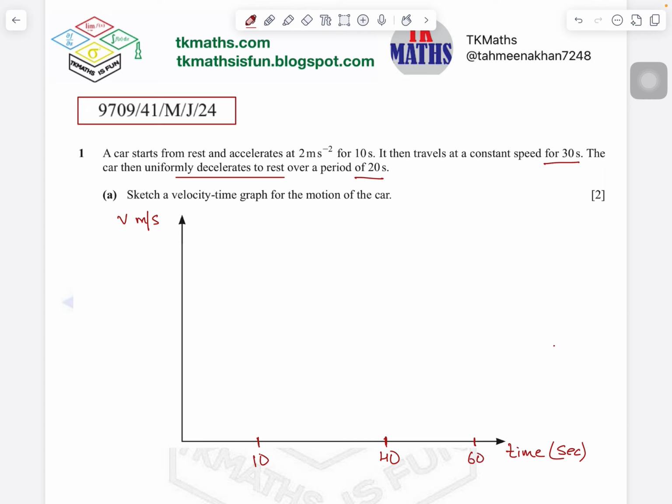Now, it is accelerating at 2 meters per second square. So what was the velocity here? Suppose it has come till here, and then after that, it continues with the constant speed. We'll find out this velocity in a second. And then it decelerates.